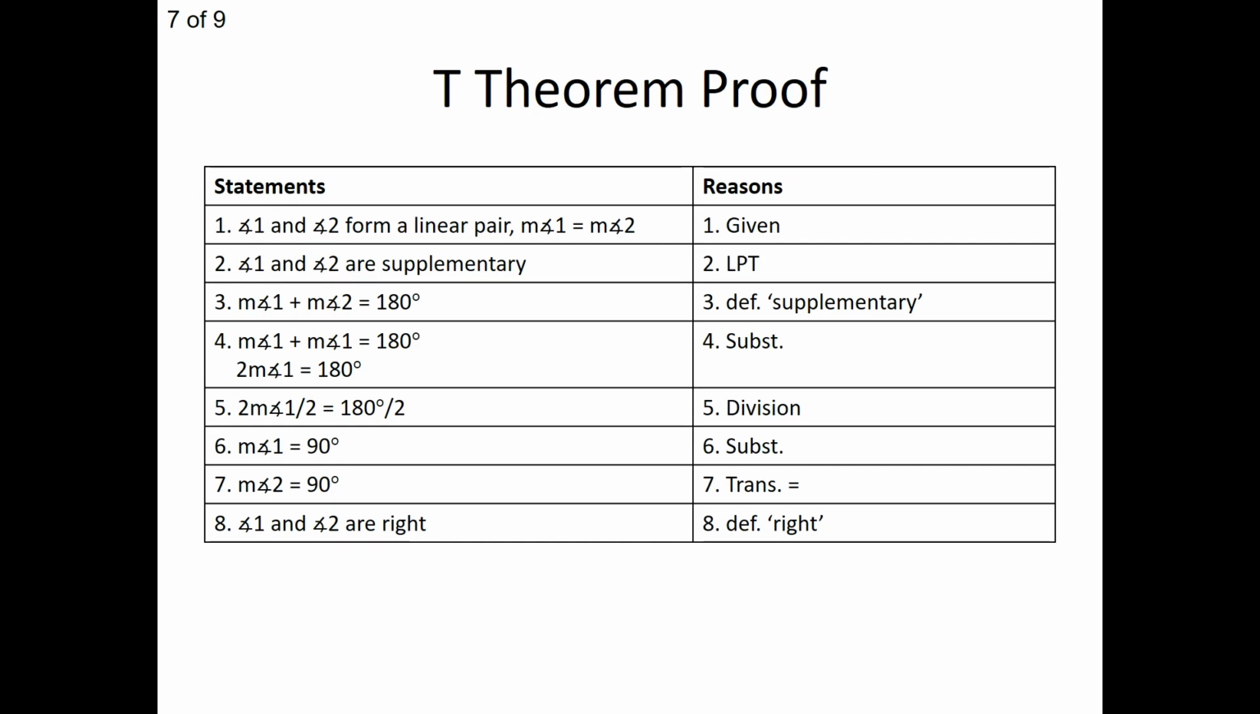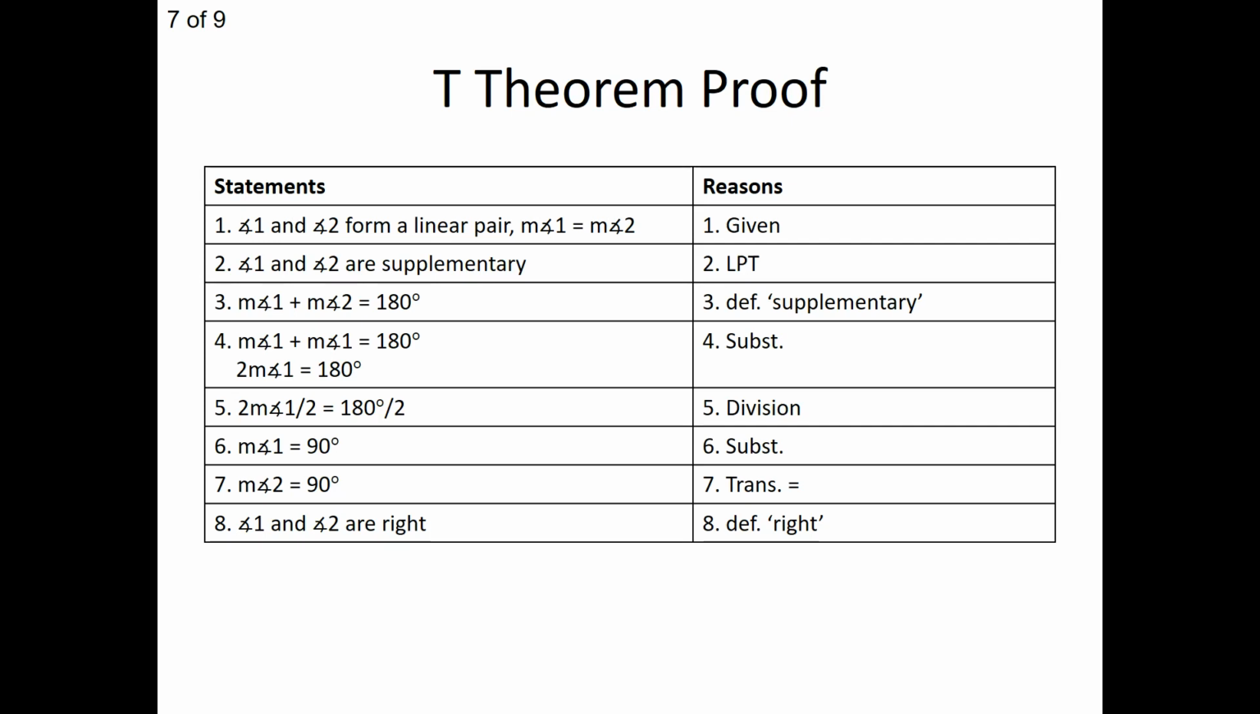Now, what follows from knowing that 2 times the measure of angle 1 equals 180? I can use the division property in statement 5 to divide both sides by 2, because I want to prove to you that the measure of angle 1 is a right angle. Well, then in statement 6, when I reduce my statement from statement 5 using substitution, I've now proven that the measure of angle 1 is equal to 90 degrees. And whenever we simplify, that's just substitution. Okay, so that's why my reason in number 6 is just substitution.